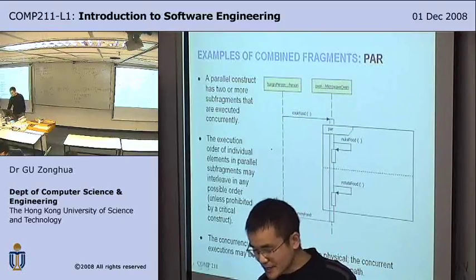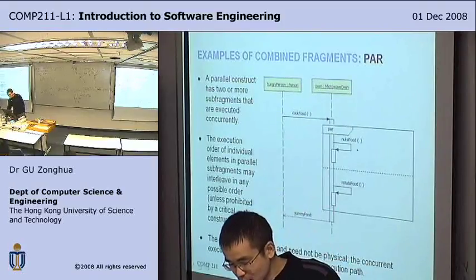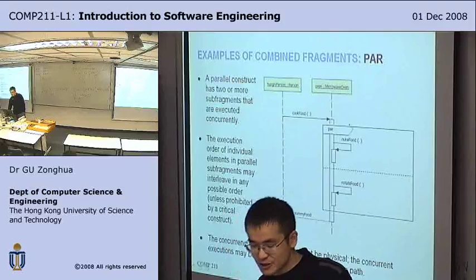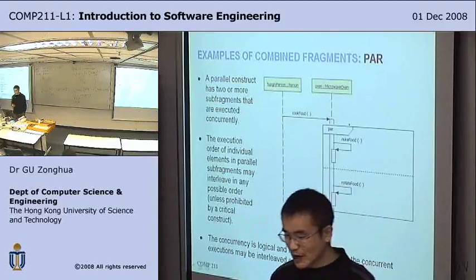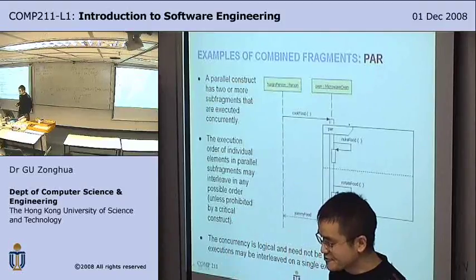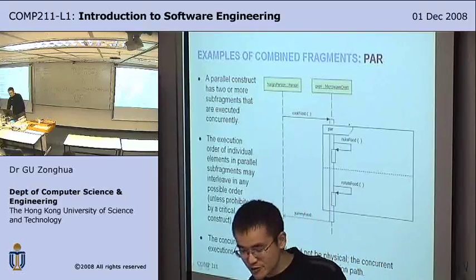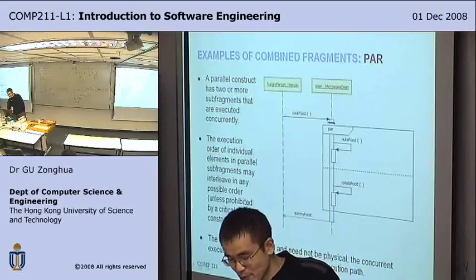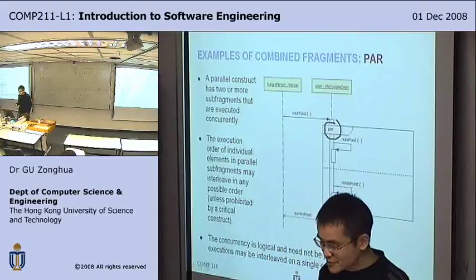So par means that it's parallel. If you use a microwave, you know that it's heating the food while it's rotating the food. These two are occurring simultaneously. Therefore, you have par to represent concurrency.